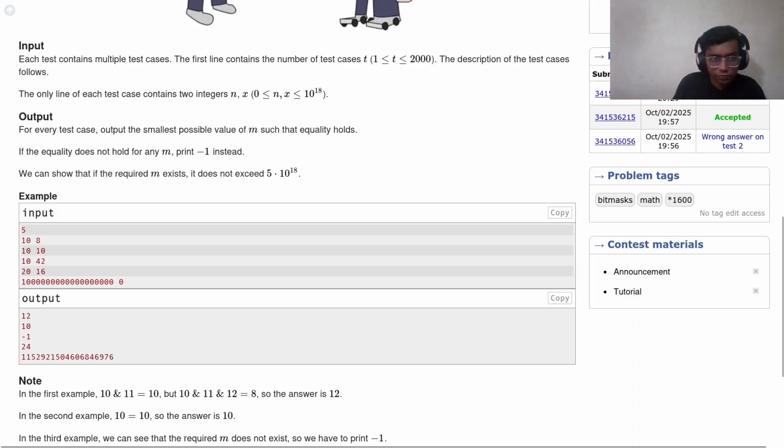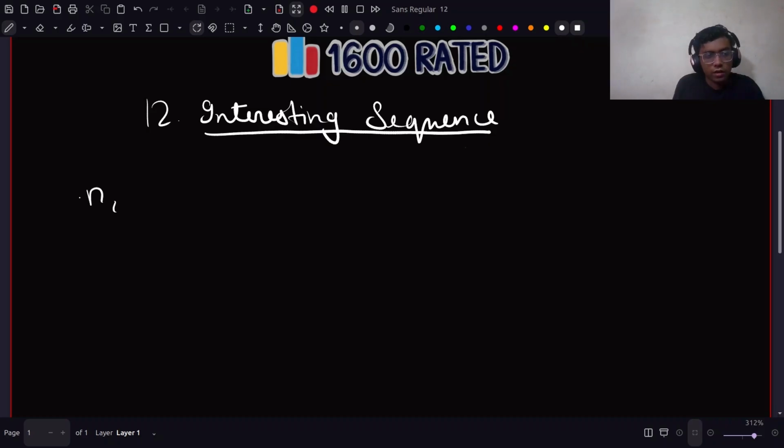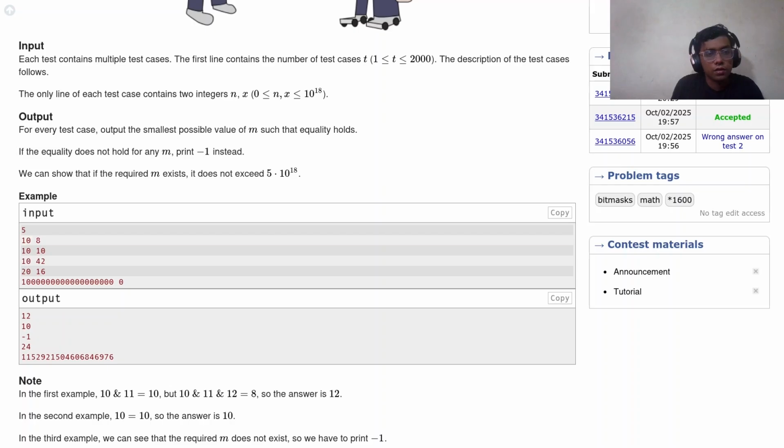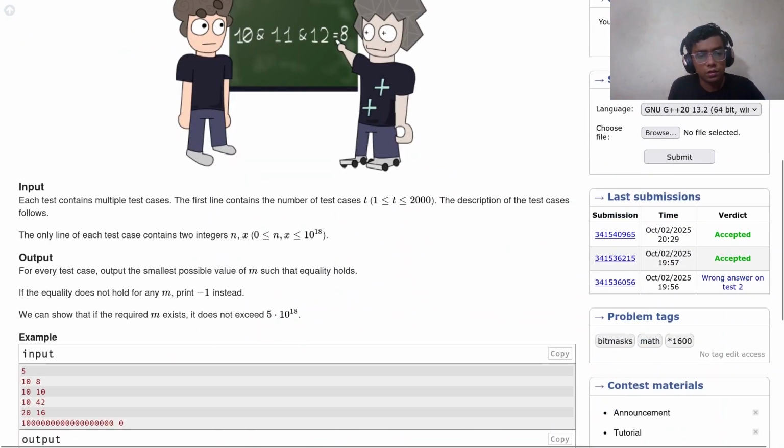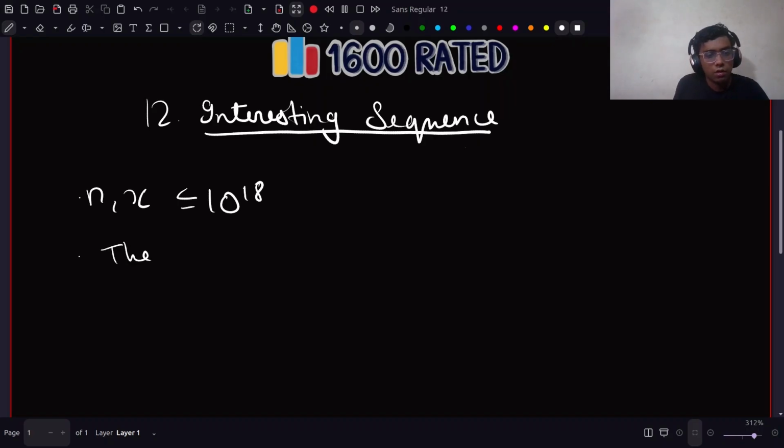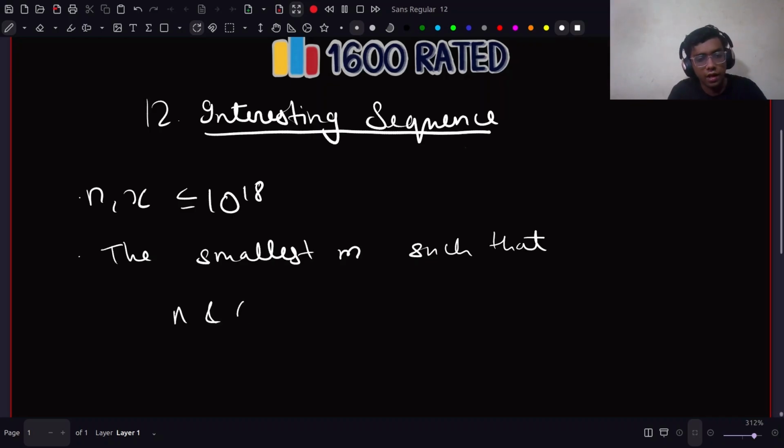n and x are less than or equal to 10 power 18. And what we need to find here is basically the smallest m such that n AND n plus 1 and so on up to m is equal to x, right?